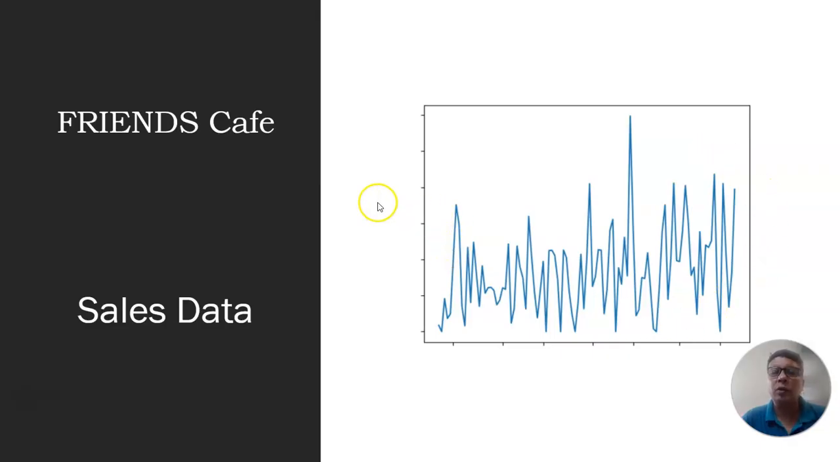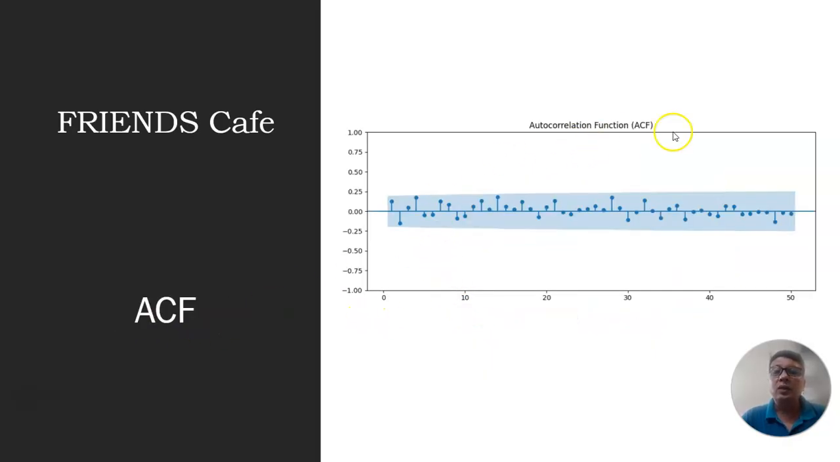This is the data from our friend's cafe. I have taken out the numeric values to keep confidentiality. So this is sales data, and this is the ACF of the sales data, and this blue band is used for statistical significance. If you look, there is no particular lag at which the ACF is maximum. So maybe 1, 2, 3, 4 could be a small and good moving average order for our sales data.